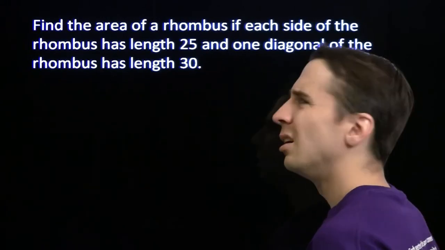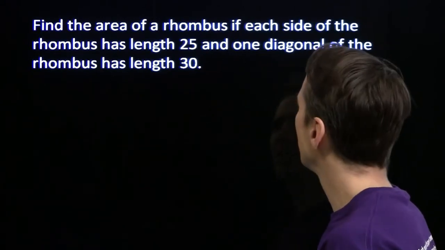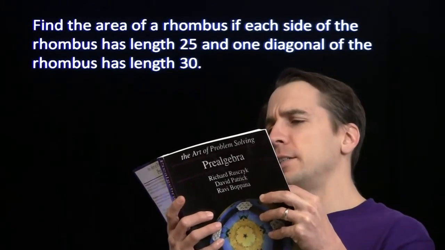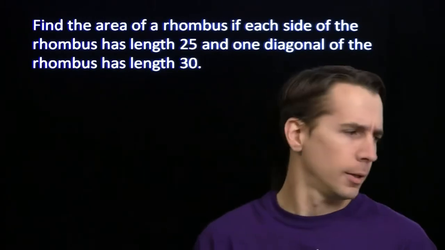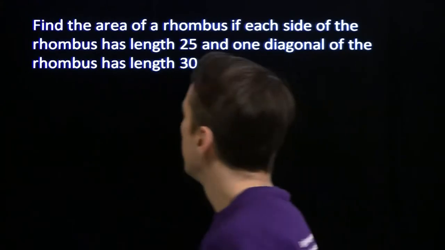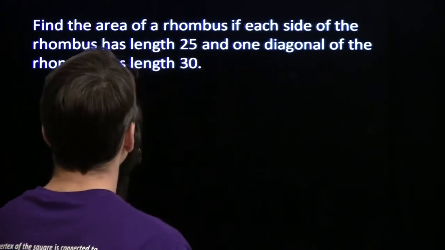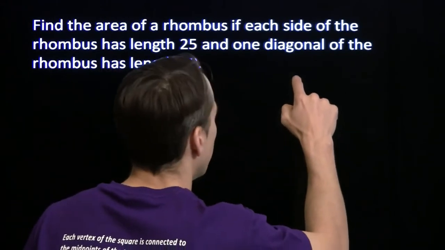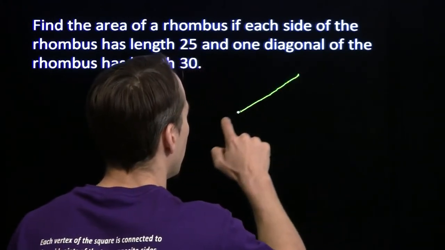Rhombus. What's a rhombus? All right, here we go. Quadrilateral in which all four sides have the same length. All right. How does that help us? I'll just draw the picture. We'll figure out later how that helps us.